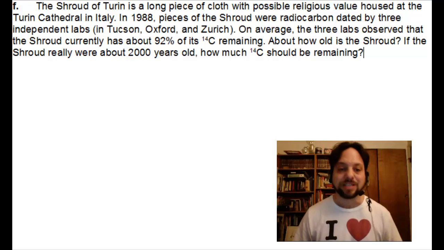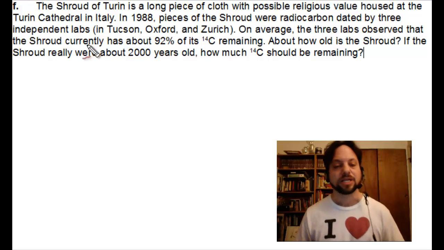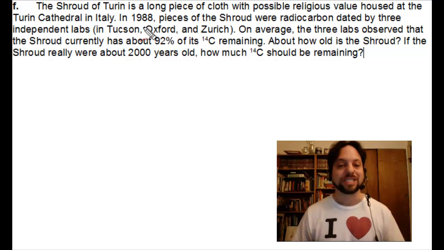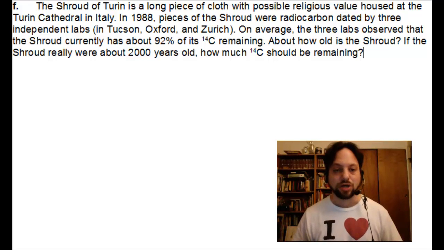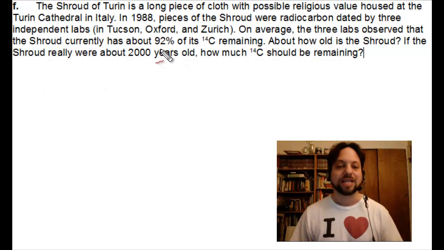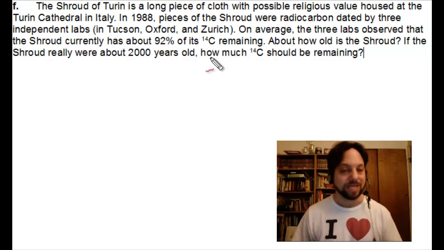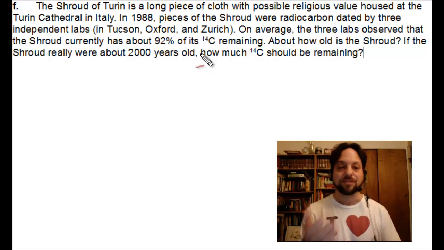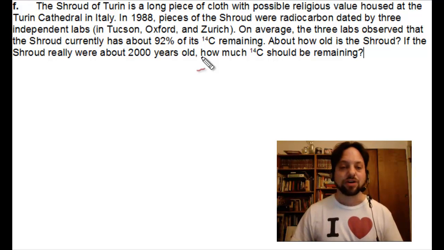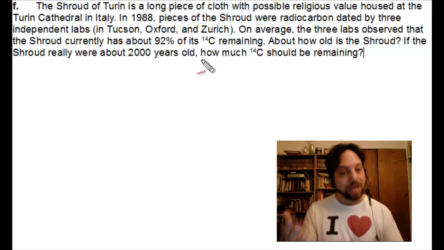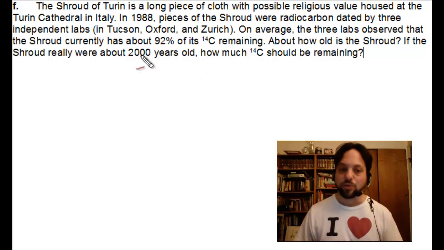Radioactive dating has been done on the Shroud of Turin a couple different times in the last 50 years or so. Most recently in 1988, when small pieces of the shroud, very small pieces, were sent out to labs in Tucson, Arizona, Oxford, England, and Zurich, Switzerland. All three labs came back with very similar results, the average of which was that the shroud contains about 92% of the carbon-14 that it originally began with. Now, if that's the case, if it still contains 92% of the carbon-14, the first question is, how old should the shroud be if that really were the case?